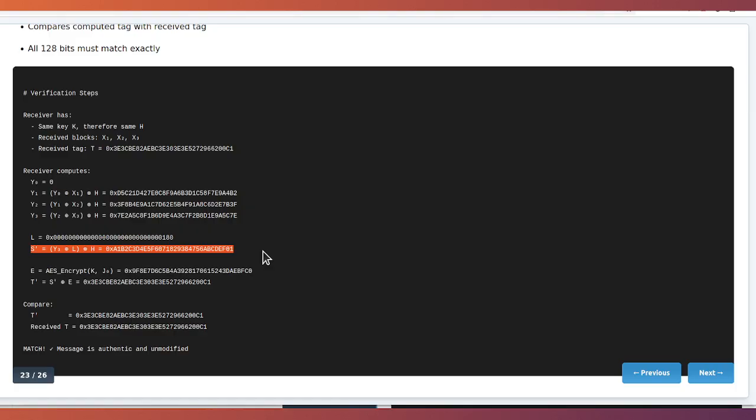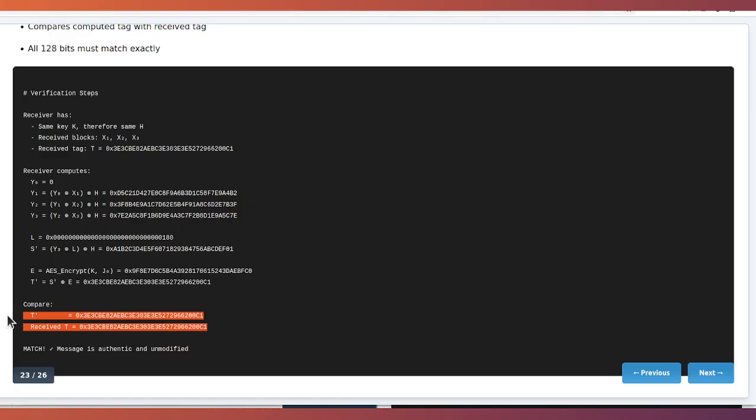They compute their own encrypted counter value E, which equals, beginning with 9F and ending with C0, using the same nonce and key. They compute T prime equals S prime XOR E, which equals, beginning with 3E and ending with C1. Now they compare. T prime equals, beginning with 3E and ending with C1. The received T equals, beginning with 3E and ending with C1. They match exactly. All 128 bits are identical. This means the message is authentic and has not been modified.